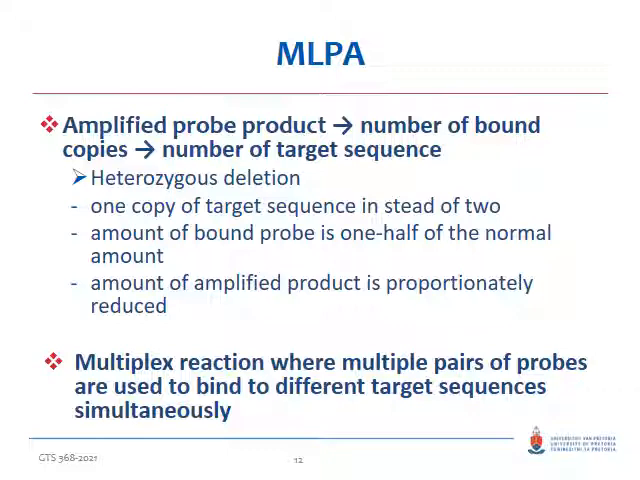For instance, in a heterozygous deletion, there is just one copy of the target sequence instead of two, which means the amount of probe copies is 1/2 of the normal amount, and the amount of amplified product is therefore proportionally reduced.